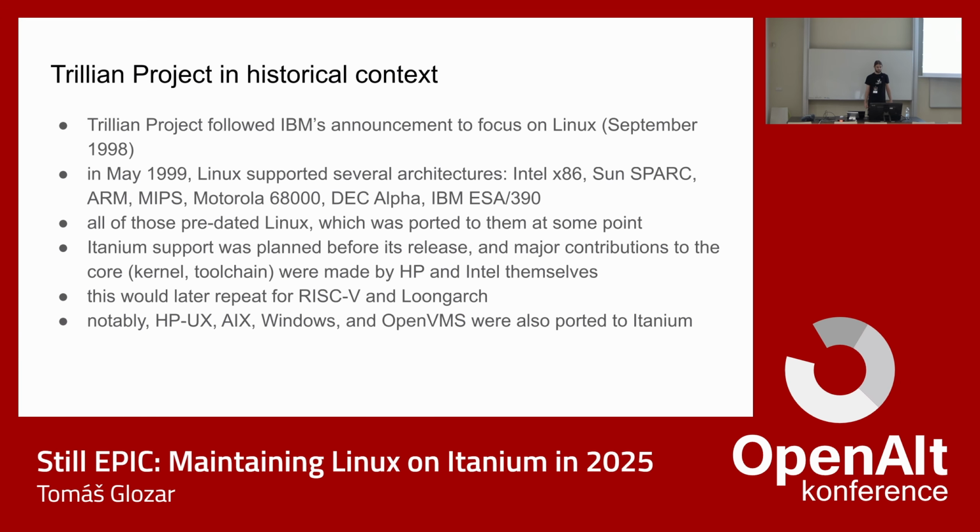This was in September 1998. And Linux already supported several architectures at this point, from x86 through SPARC, ARM, MIPS, Motorola 68K, DEC Alpha to IBM S390. But all of those predated Linux. Linux was created in the 1990s. Those are all architectures that were older than Linux, including DEC Alpha, which is the youngest of these, I think, maybe together with SPARC. But neither of those were ported directly by the company that created the architecture. They were ported by the Linux community.